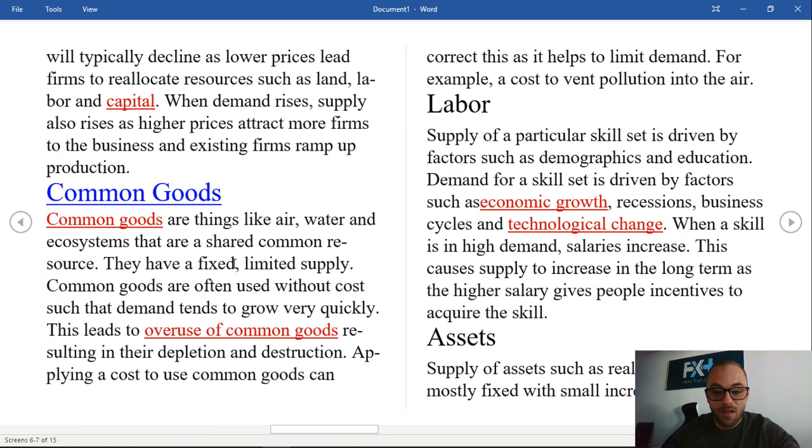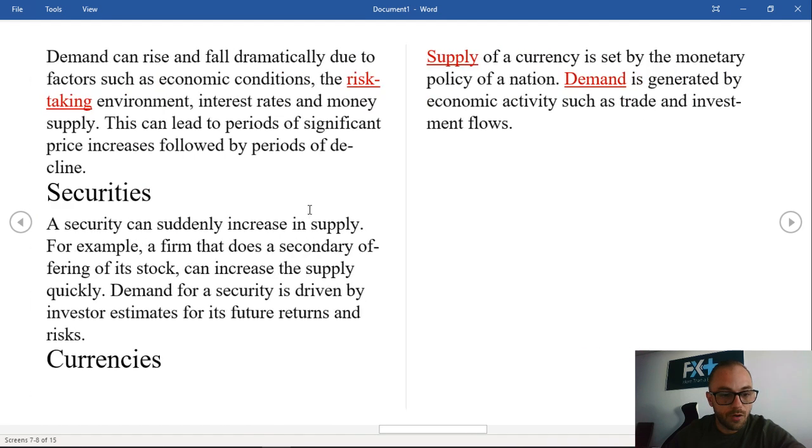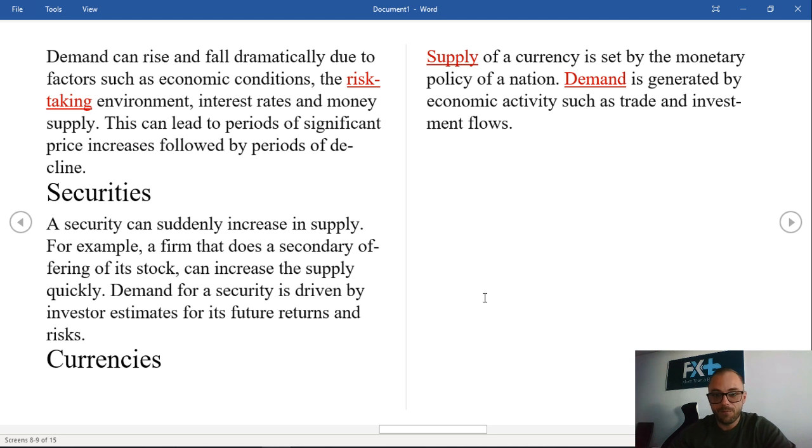Nonetheless, the important one that I would like to look at is foreign exchange, currencies. When you're looking at, let's say, Euro USD, the supply of a currency is set by the monetary policy of a nation. That's why, in regards to the dollar, the Federal Reserve funds rate is very important. When it comes to the euro, the European Central Bank interest rate is really important. So it is one of the most important fundamental factors.